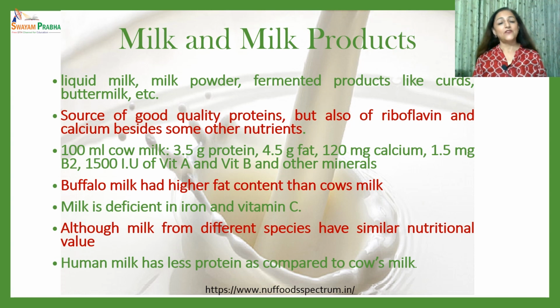If we talk about the nutrient value of cow's milk, 100 milliliters of cow milk contains 3.5 grams of protein, 4.5 grams of fat, 120 milligrams of calcium, 1.5 milligrams of riboflavin, and 1500 international units of vitamin A, and it contains vitamin B and other minerals also. Buffalo milk has a higher fat content than cow's milk. Milk is deficient in two nutrients, that is iron and vitamin C.